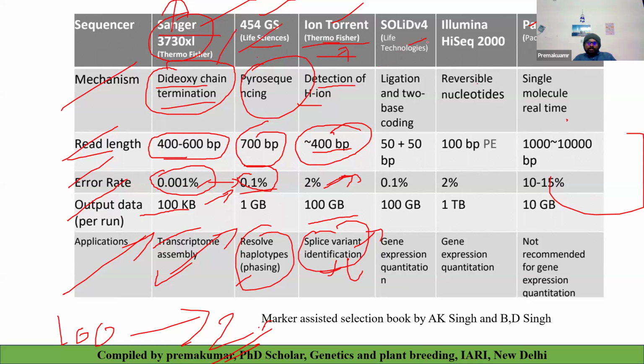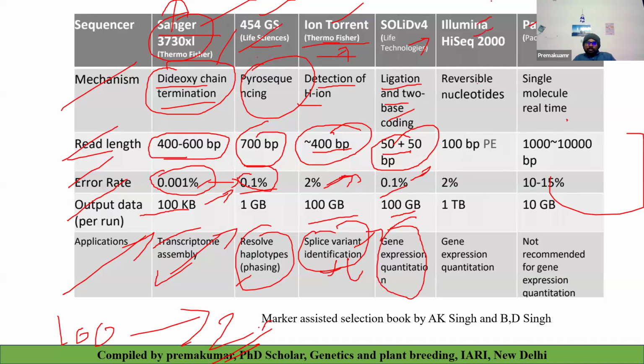Then SOLiD actually has very, very short reads. That's why nobody is using SOLiD sequencing, because of the very short reads, and assembling will be very difficult with SOLiD techniques. It is majorly based on the chemistry called ligation of two-base coding. The error is very low compared to Ion Torrent, 0.1%. It is able to generate 100 GB of data, the same as Ion Torrent, and it can be used for gene expression quantification.